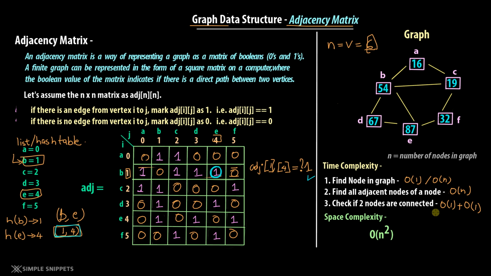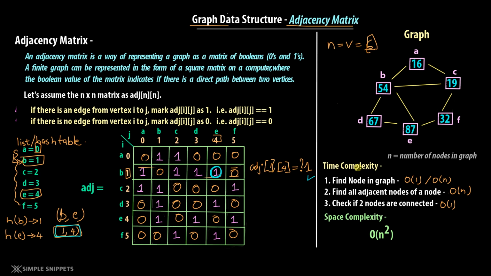So O of 1 plus O of 1, which means that it takes constant time to figure out whether there is a connection between two vertices or not. Now all this is possible when you first store the names of the vertices mapped to their particular indexes using a hash table, okay? Otherwise it would take O of n to figure out the particular index for that vertex, because you'll have to traverse this entire list and find the corresponding index for that vertex, and then you'll have to come back to this matrix, okay?